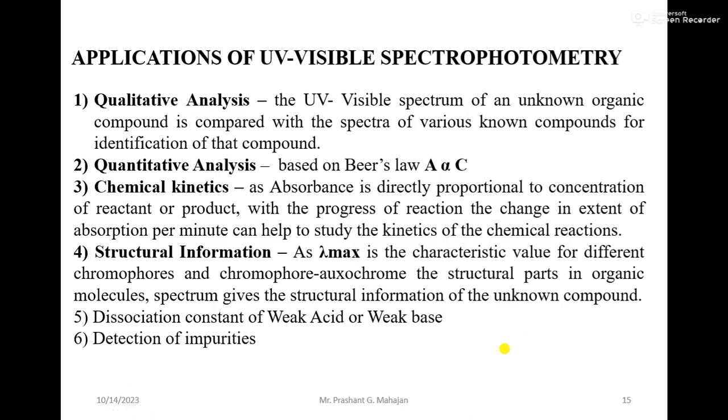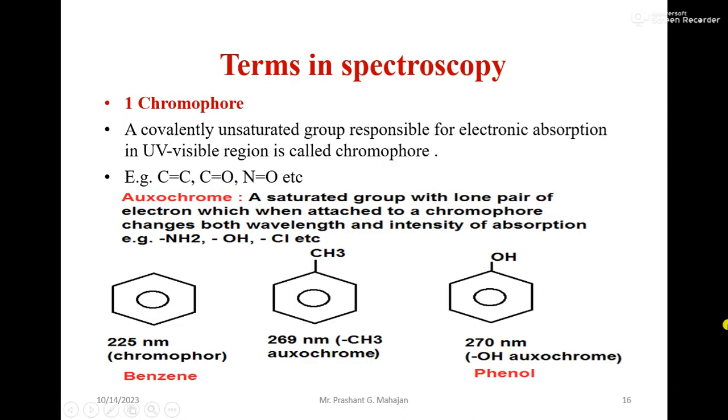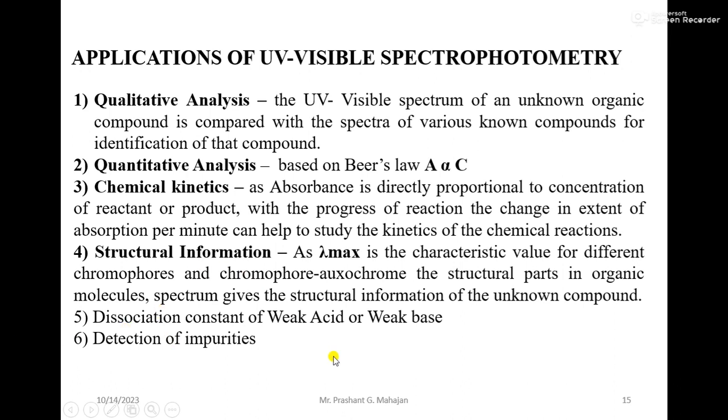So if 270 nanometers is given, you can say that molecule is phenol. If 269 nanometers is given, that molecule is toluene. And if 225 nanometers is given, that molecule is benzene. That is called structural information. Next, using UV visible spectrophotometry you can determine the dissociation constant of a weak acid or weak base. Also, you can detect the impurities present in a given compound by UV visible spectrophotometry. Thank you.